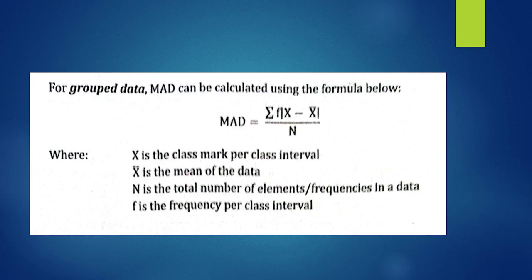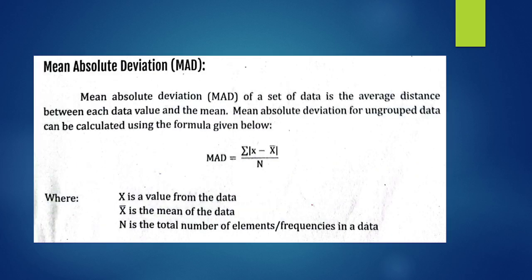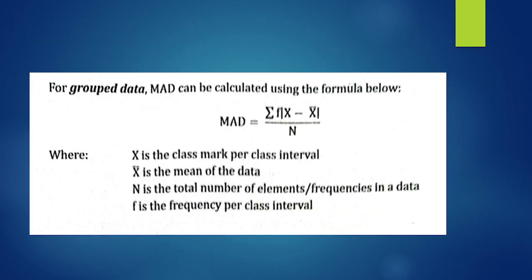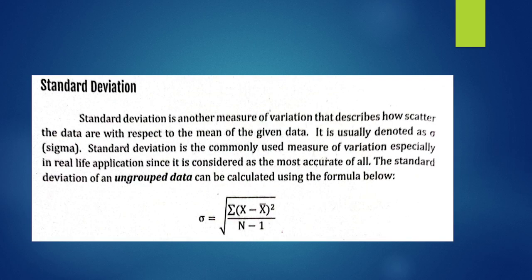This X is a capital letter. So the X here is the class mark per class interval. The difference is the small letter x, the value of the data, because it is ungrouped. And for this one, since it is grouped, that's why we call it the class mark per class interval. Okay, while the x with the bar above it is the mean of the data, n is the total number of elements or the frequencies in the data, f is the frequency per class interval. Okay, let's proceed to the next one.